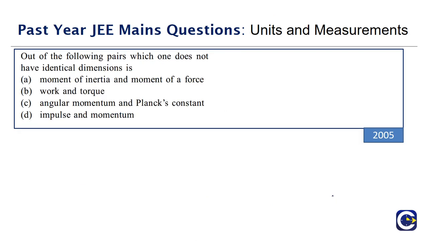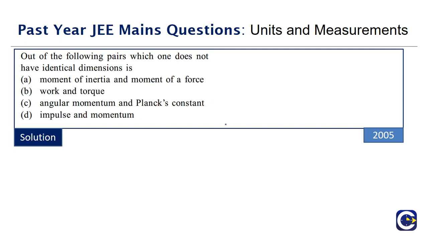So we'll look at the question that came in 2005. Out of the following pairs, which one does not have identical dimensions? So we have pairs of quantities again given over here. In option A, we have moment of inertia and moment of force. Moment of inertia is the measure of inertia in the rotational motion of a rigid body. Then we have work and torque. Then we have angular momentum and Planck's constant. Then we have impulse and momentum. So we need to find out which of the following does not have the same dimensions.